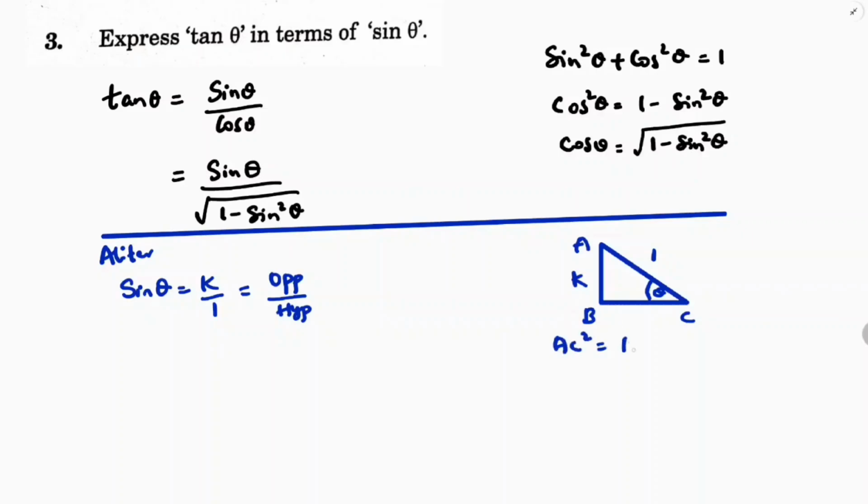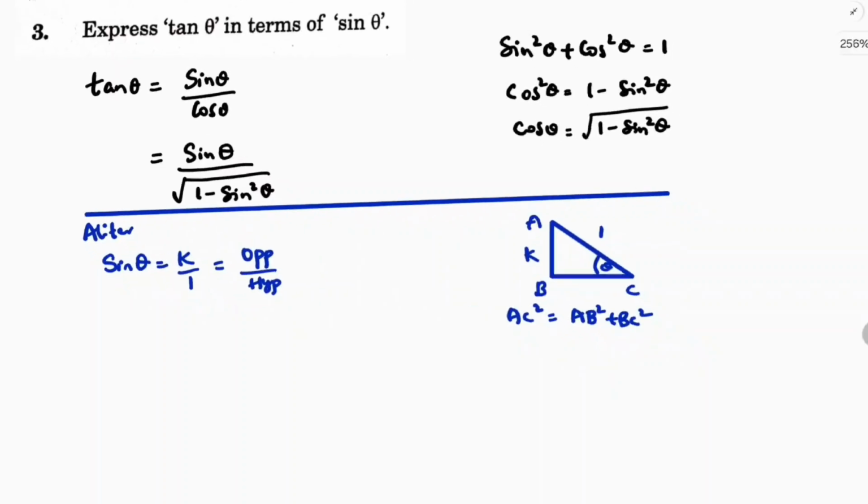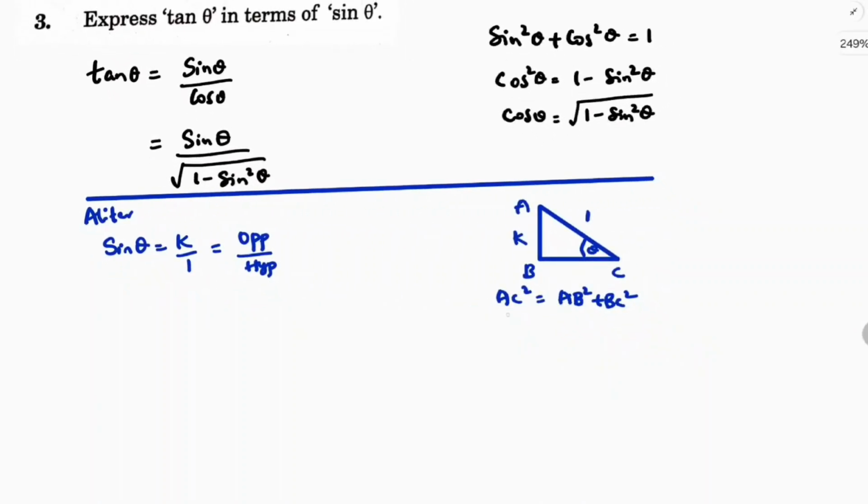So AC square equals AB square plus BC square. So AC value is 1, AB is k, plus BC square. So 1 minus k square is BC square. So BC value will be under root 1 minus k square.